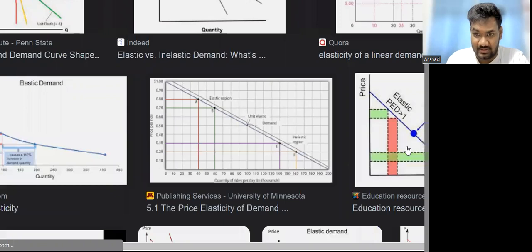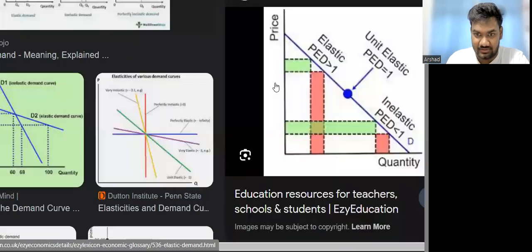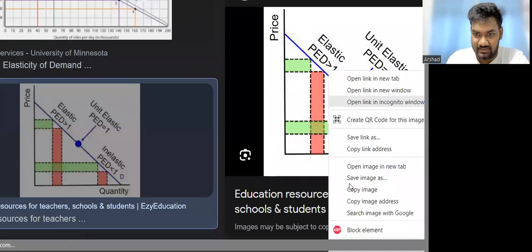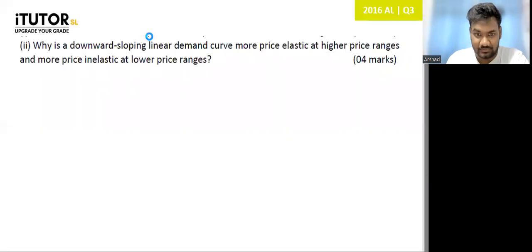Okay, this one is also... the previous one was better. No, I'll copy and paste this one.